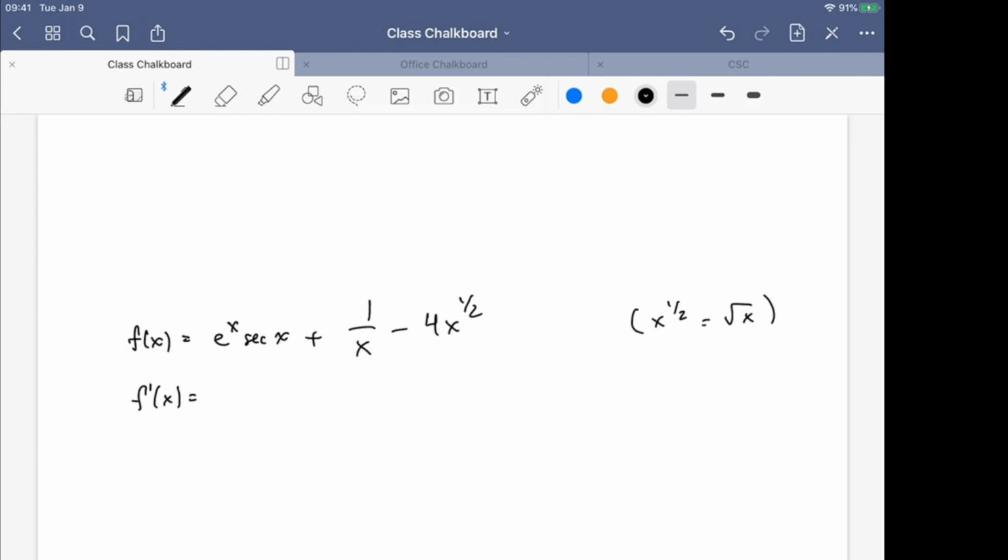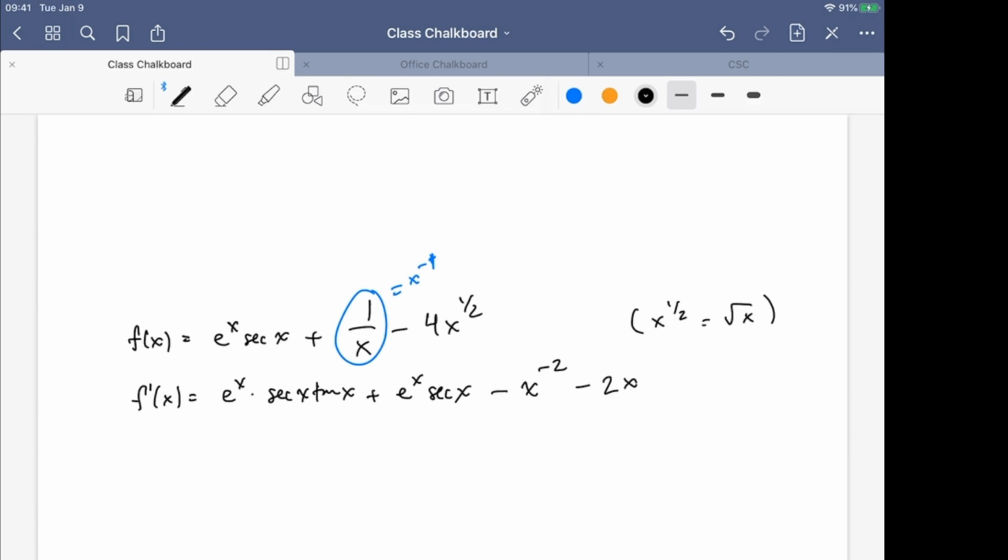F prime is, what do we have to use for the first part? Yeah, the good old product rule. So it's the first thing times the derivative of the second. What's the derivative of secant? Thank you. Plus the second thing, which was secant, times the derivative of the first, which is just itself. Now, how do I do the derivative of 1 over x? How do I first have to think of that? Exactly. This really equals x to the minus 1, so its derivative would be minus x to the minus 2.